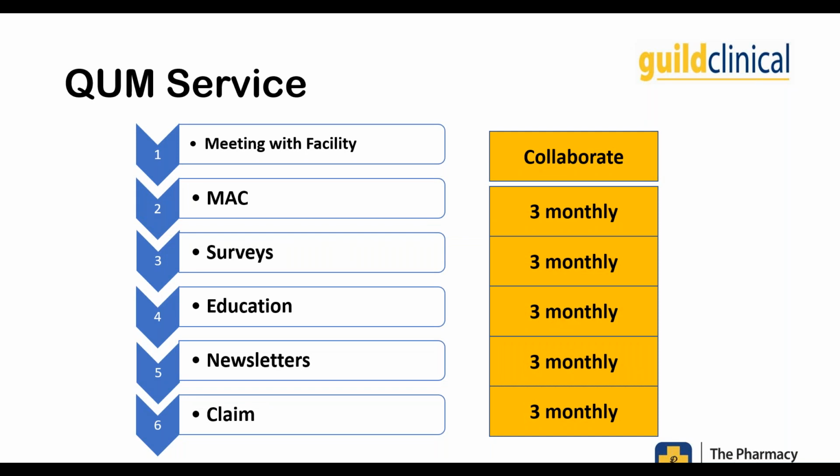Firstly, you would meet with the facility to look at what they want for their quality use of medicine service and decide on the dates for the service. Usually it's every 3 months. You attend a MAC meeting or medication meeting. We're going to talk about each one separately, but I just wanted to do an overview first. You can conduct drug usage evaluations. These surveys need not be complex, but must be useful to staff and lead to improvements in medicine use. Conduct staff education, provide newsletters to staff, and of course make the claim.